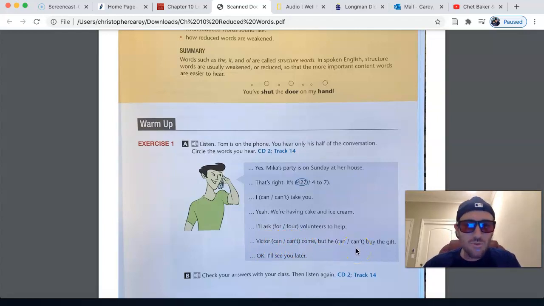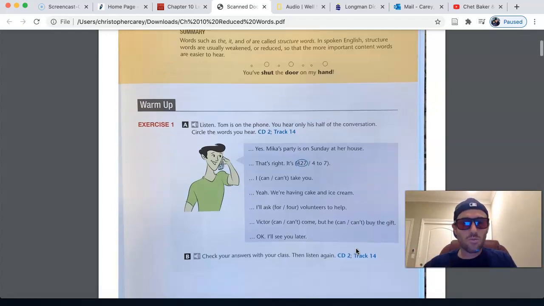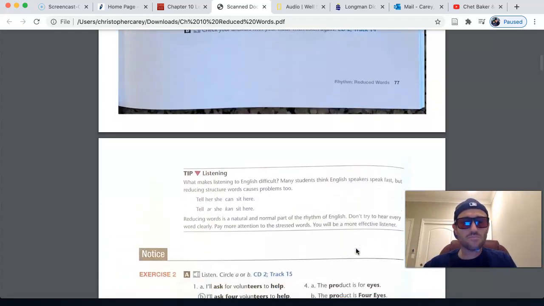How many times have you been talking with someone and you're trying to figure out if they're saying can or can't? Happens all the time. Happens all the time, even with native speakers. We say, wait, can or can't? Just for clarification. Oftentimes, as we'll learn, that makes listening to people speak English very difficult. Many students think English speakers are speaking fast. Oftentimes, though, a lot of the issues are with reduction, right?